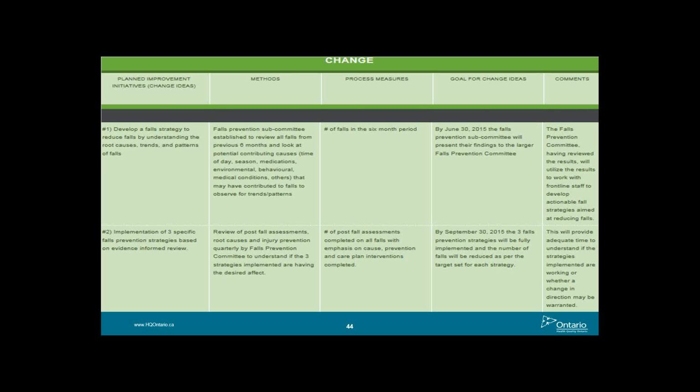So poll number 4, which is also the last poll: which of the following attributes is not included in the definition of a SMART goal? So Marg, I'll get you to launch that for us. There you go.